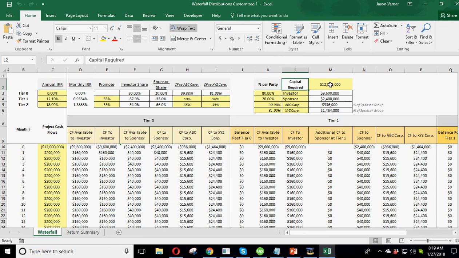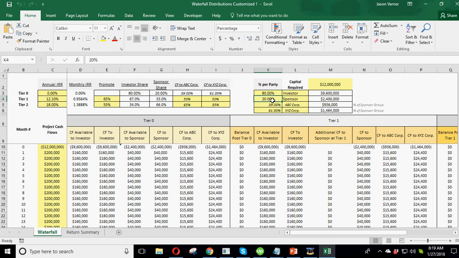Let's say you're using this. What you do is you put your capital requirement here, and you put the percentages that everybody has here: the investor, the sponsor, and then the sponsor is made up of two. You could switch this around if the investor was broken up into two pieces rather than the sponsor. Then you could just make the investor the sponsor here, and do these two just like they are.